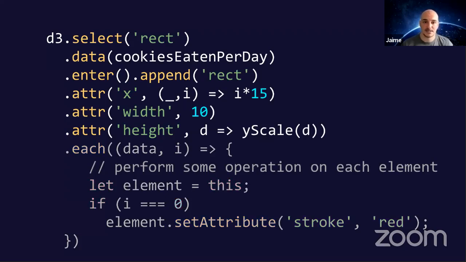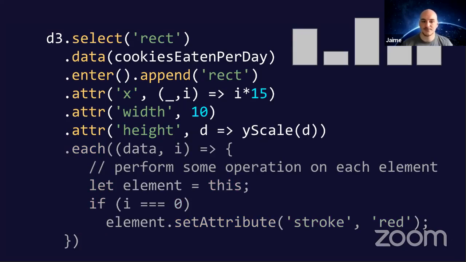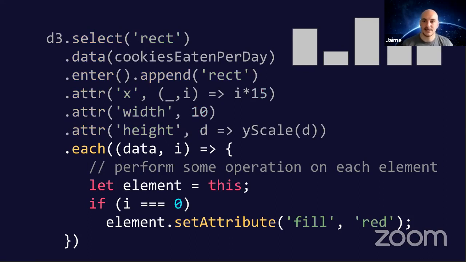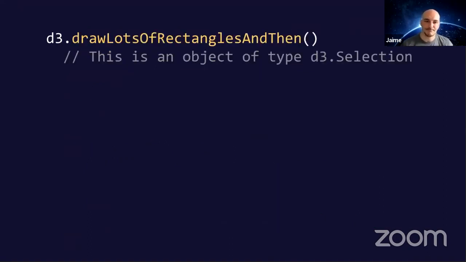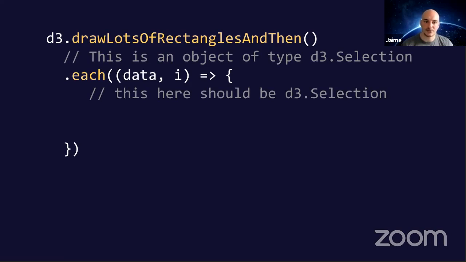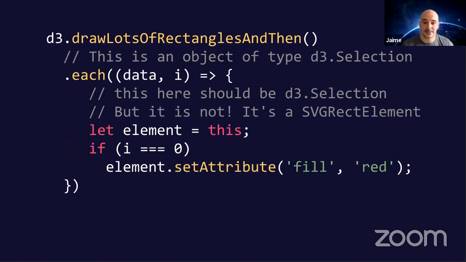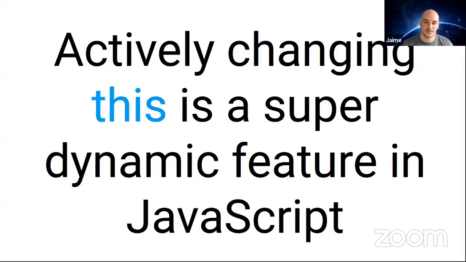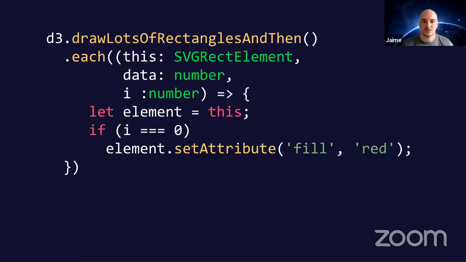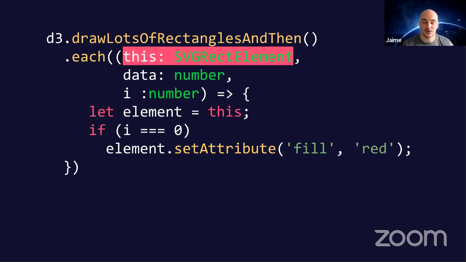In this case, we have, again, D3 code to create a graph. The part on the top creates a graph like this. Then the part on the bottom just paints the first element red. So we draw the rectangles, and then we get into this each function. By all laws, this inside this function should be a selection, but it's not because we change it at runtime to be the current element. This is a super dynamic thing in JavaScript, and TypeScript gives you support for it. So the way that you do it is that you say this is of this type. And that's how TypeScript gives you support for these params, which is, again, a super dynamic feature in JavaScript.